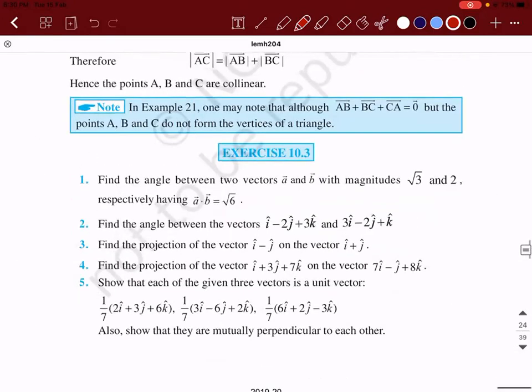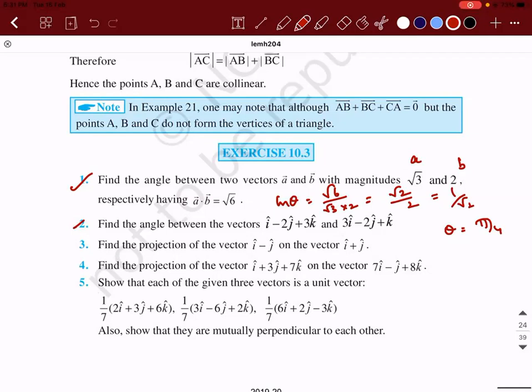Okay. Now, find the angle between the two vectors A vector and B vector whose magnitudes are this much, B is this much. So A dot B is this much. So cos theta is equal to, directly tell me, I'm not writing the formula, root 6 divided by root 3 into 2. So there's going to be root 2 by 2 or 1 by root 2. So what will be the value of theta? Theta will be pi by 4. Correct?